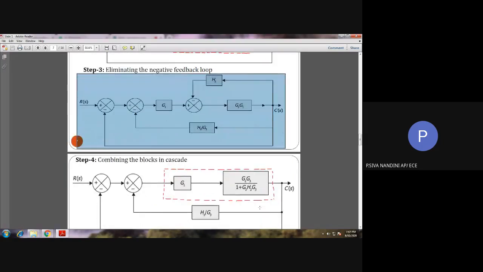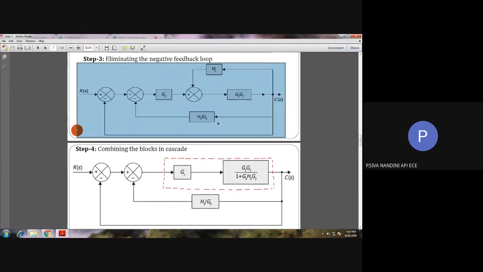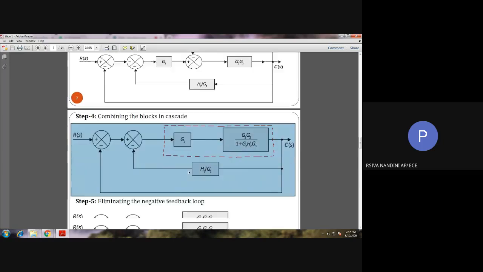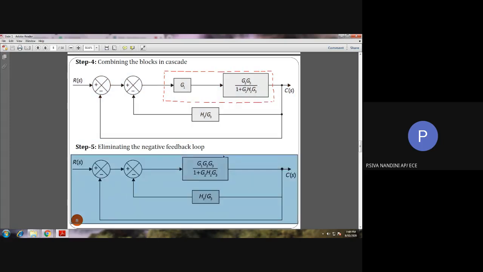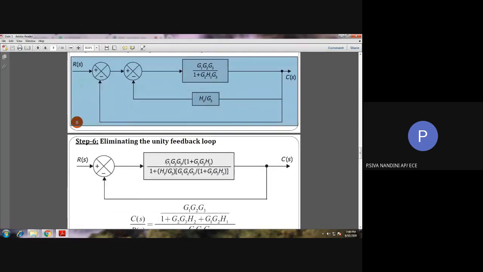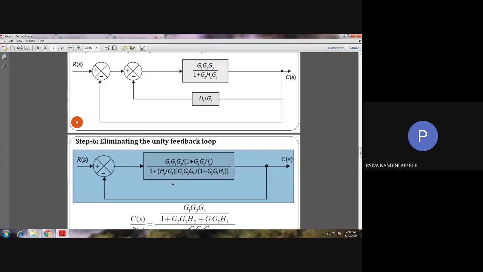Next, here if you see step number 3, we are having a negative feedback loop. So this negative feedback loop is reduced as per the rule, and then we can find another set of blocks in series. So those two blocks are combined as shown in step number 5, and here in step number 5 we can see a negative feedback loop that is also reduced as per the formula, and we got this block diagram as shown in step number 6.